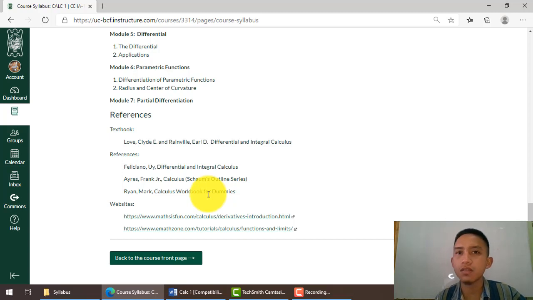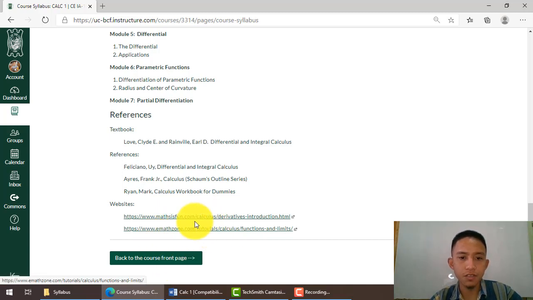Of course, I will not require that one, because we are not face to face. So we will depend on online resources. So you can also make use of websites. Okay, these are actually practice websites, matalino.com or mathsfan, and then ematzone. You can just click these websites and you will be directed to that website.